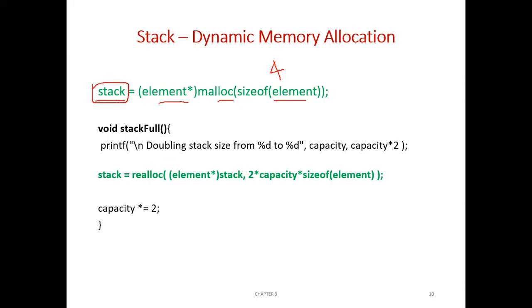Okay, so before that we are doing this typecasting, element star, so that whatever memory is allocated will be addressed by a pointer. And these 4 bytes are not an integer, they are of type element, and the starting address of that will be stored in stack.